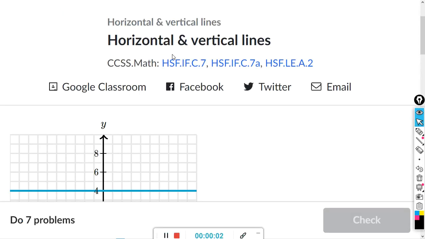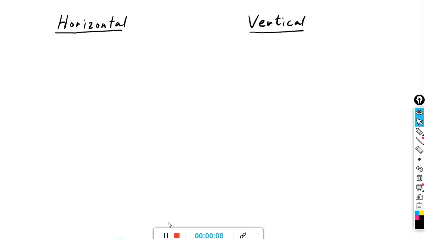Okay, this will be for the assignment on horizontal and vertical lines. So just a few notes for these. For the horizontal line, here is the graph. And a horizontal line goes from left to right.